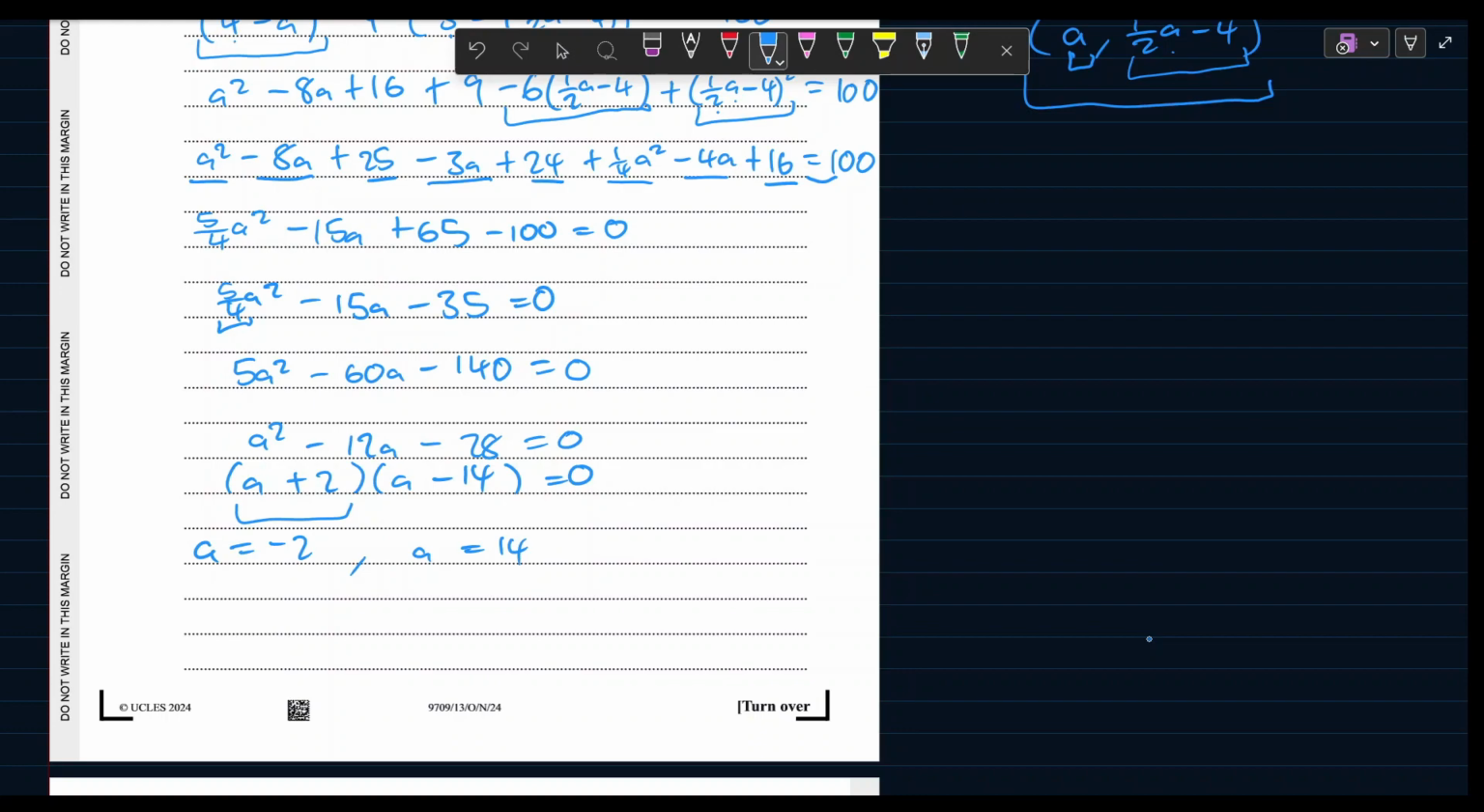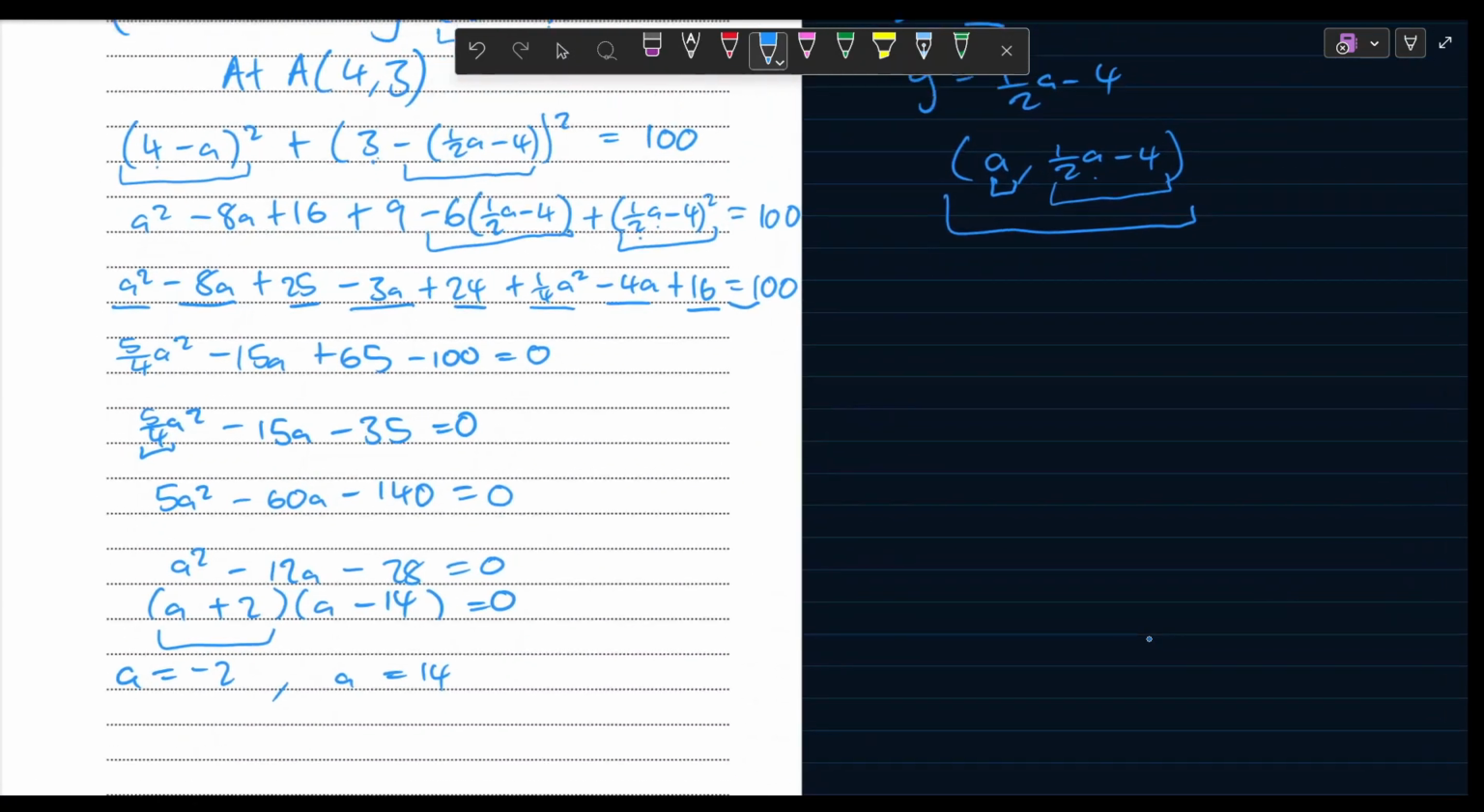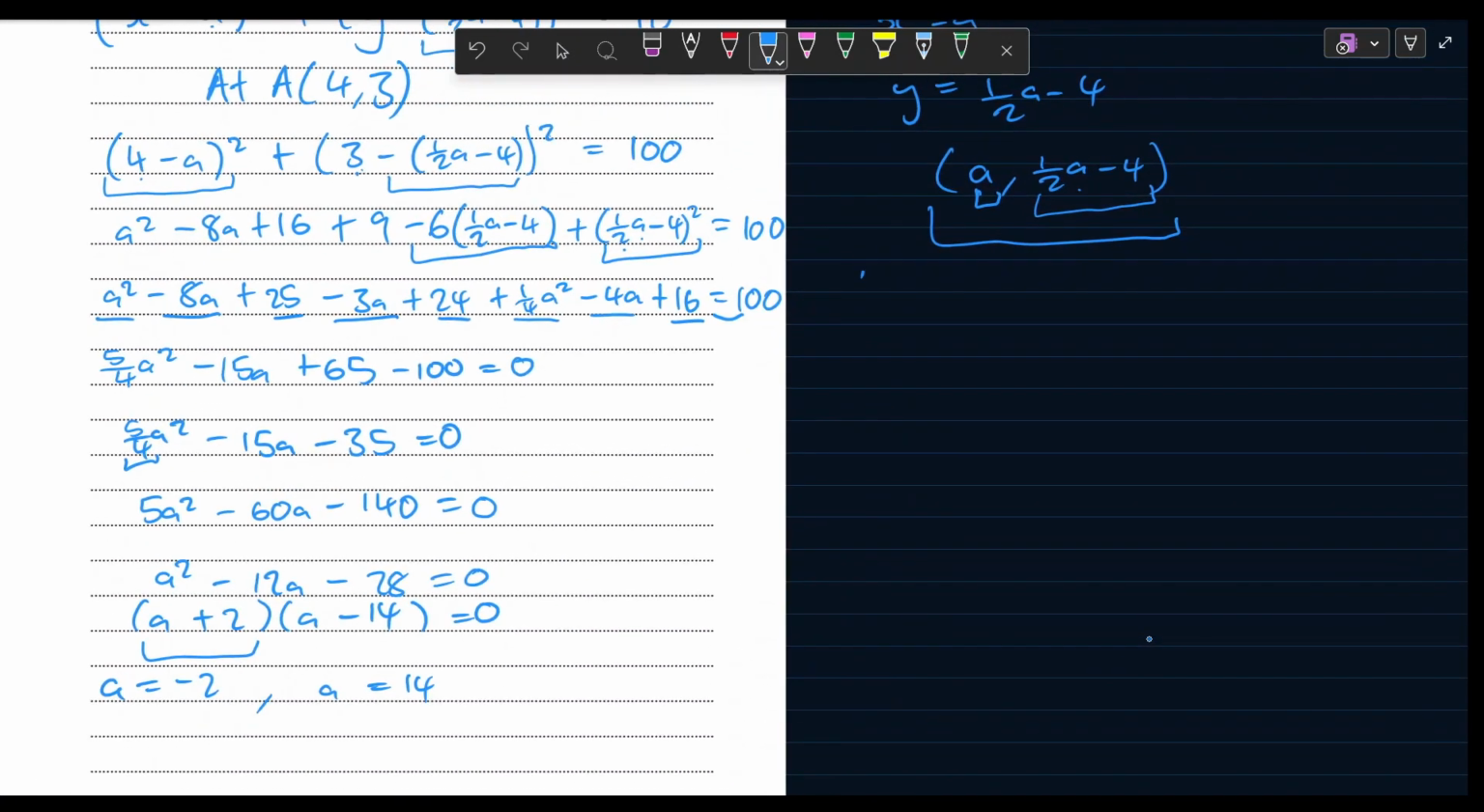All right, so here's what's happening now. So at a is equal to negative 2, it means that the coordinates of our center are going to be: the x coordinate is a, so negative 2, and the y coordinate is half a, so half times negative 2, negative 4.